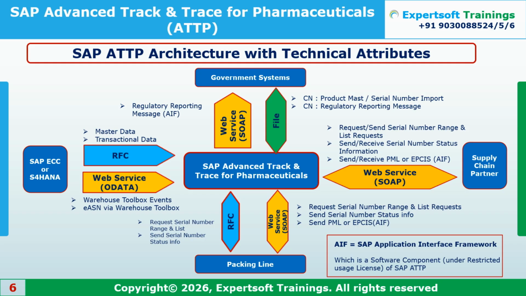So we will define all these partners, be it an MAH or CMO, in ATTP as supply chain partners. Any questions or shall we move ahead?